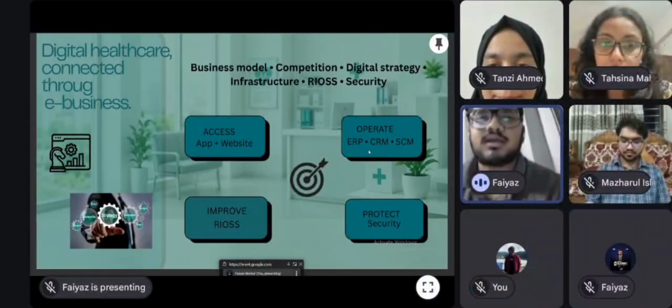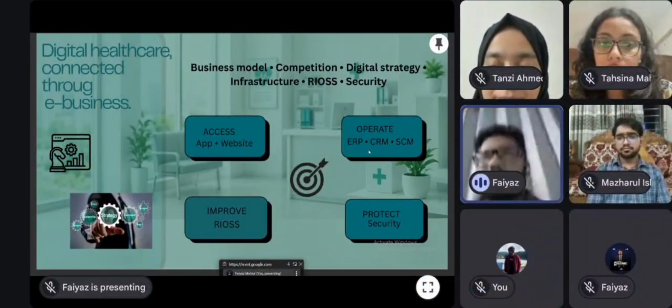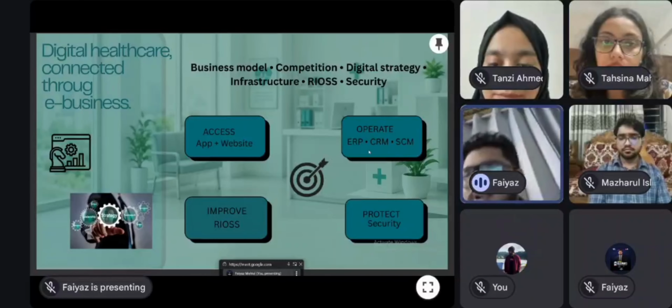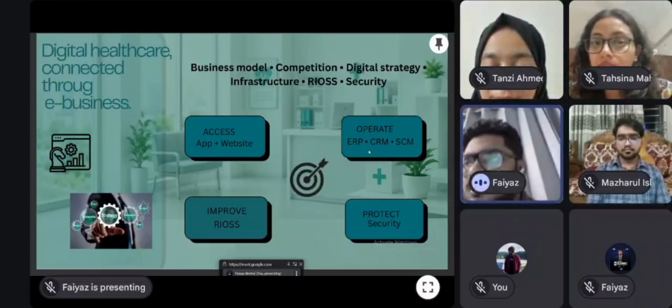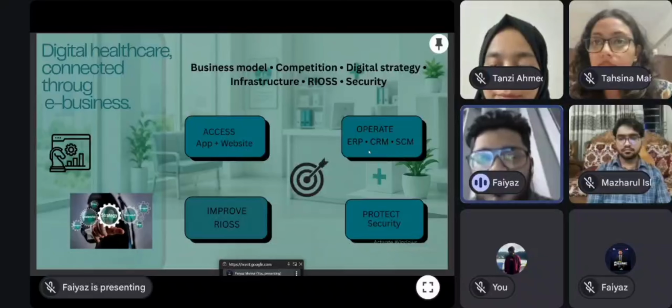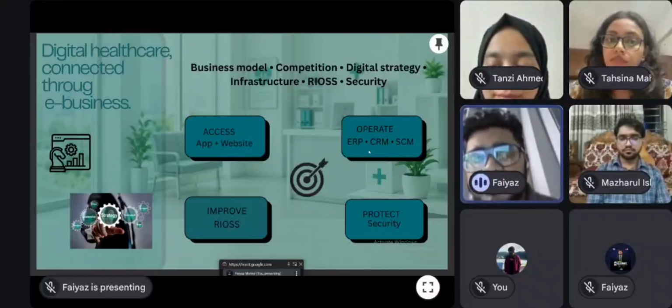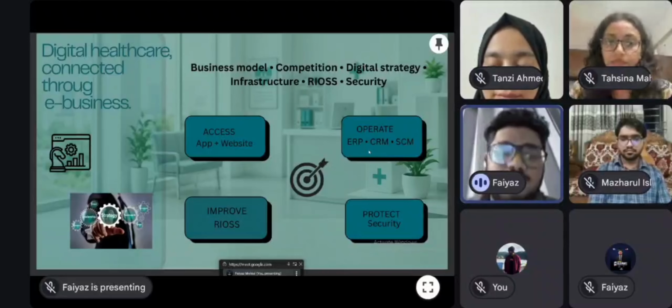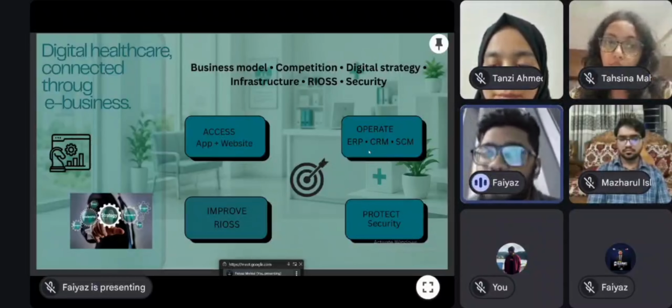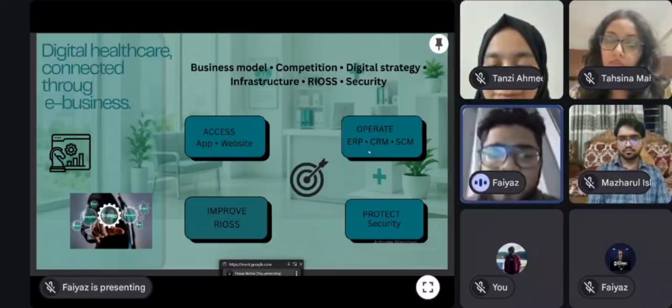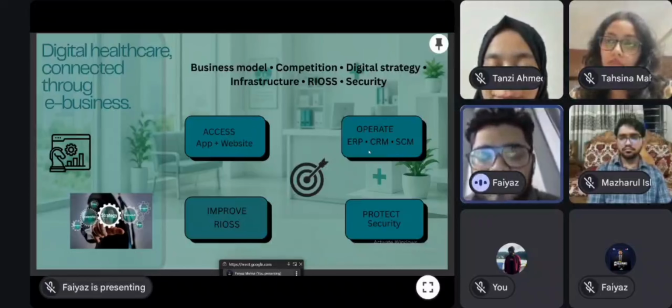About digital healthcare connected through e-business. The business model, competition, digital strategy, and infrastructure are discussed in these slides. The slides give us an overview of how Arogga's e-business works. We can divide the system into four main areas: access, operate, improve, and protect. Firstly, access refers to how customers interact with Arogga through its mobile application and website. This digital platform allows customers to conveniently access medicine and healthcare services.